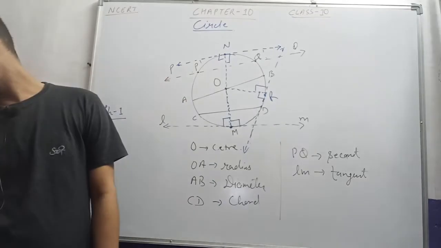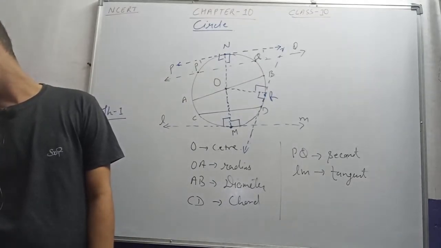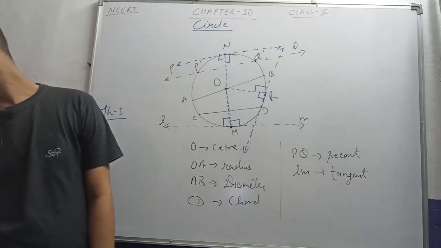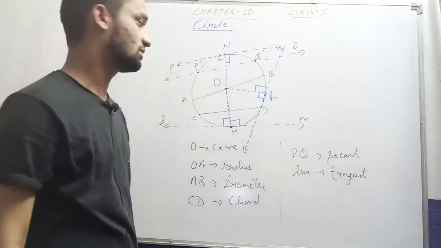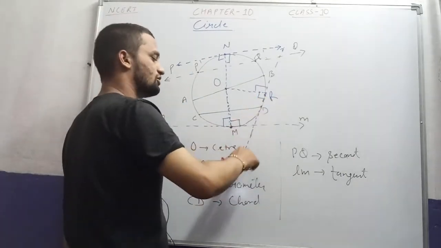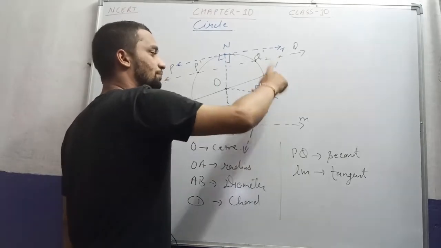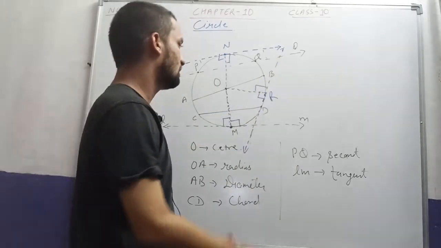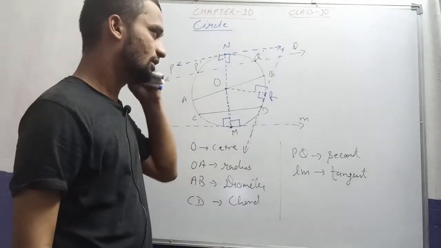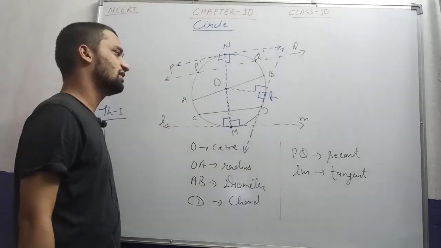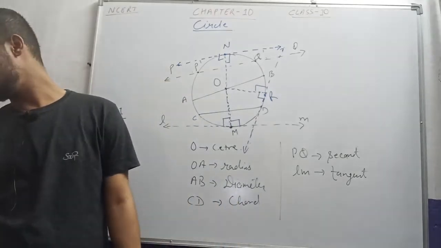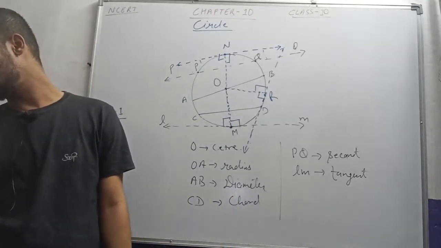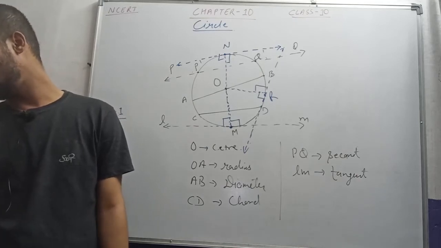The second point: there is one and only one tangent to a circle passing through a point lying on the circle. एक पॉइंट से एक ही टेंजेंट पास हो सकती है. Suppose this is point R, so only this is the tangent which can pass through the point R. None other than this tangent can pass through the point R. So that is the second statement: there is one and only one tangent to a circle passing through a point lying on the circle.